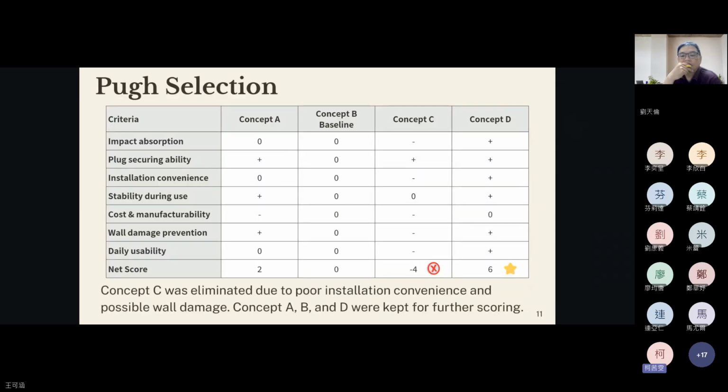Next, we use Pugh selection for initial screening. Concept B was used as the baseline. A plus means better, 0 means similar, and minus means worse. Concept C had the lowest score because it is harder to install and may damage the wall. So concept C was eliminated. Concepts A, B, and D were kept for further scoring.